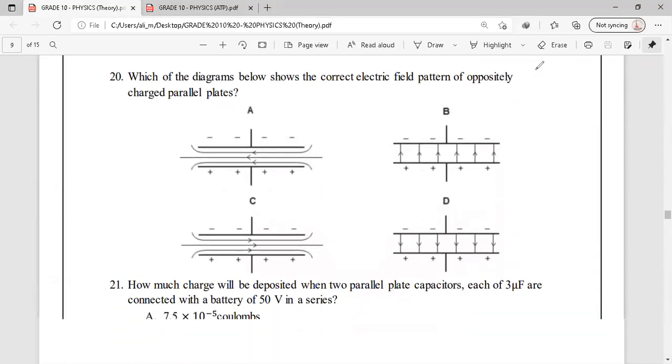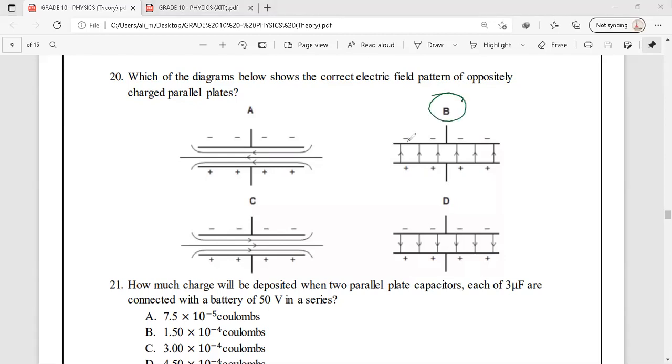Let's see question number 20. This diagram shows two plates, positively and negatively charged plates of a capacitor, and we have to identify the correct direction or the pattern of the electric field between those parallel plates. So the correct diagram is in option B, where the lines are straight from the positive plate towards the negative plate.